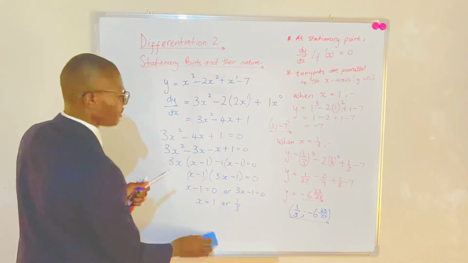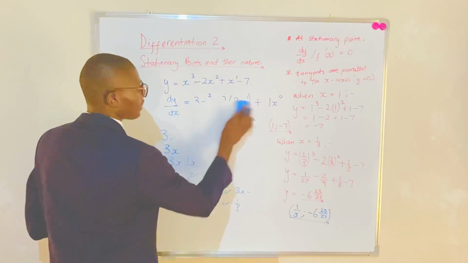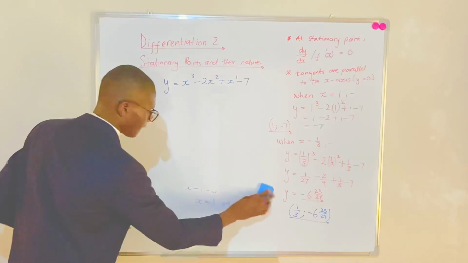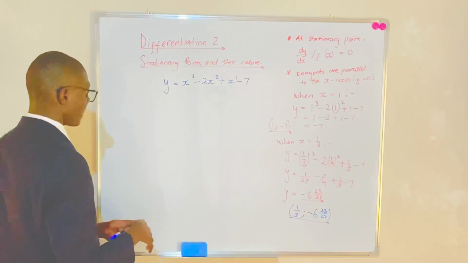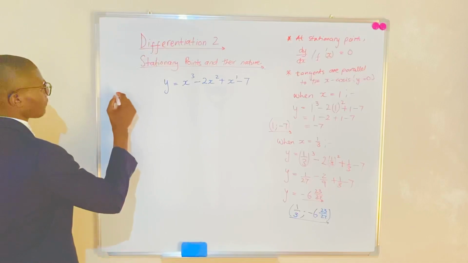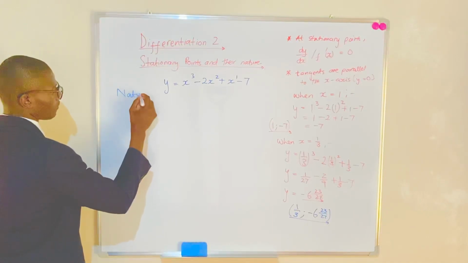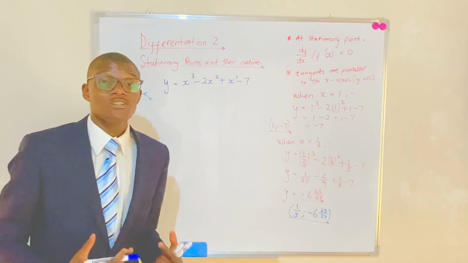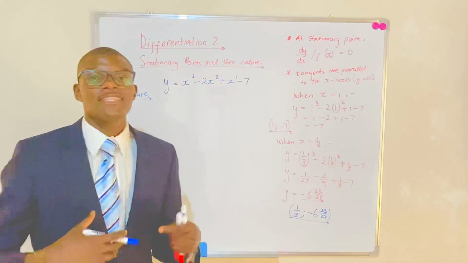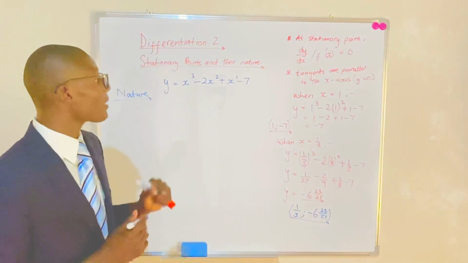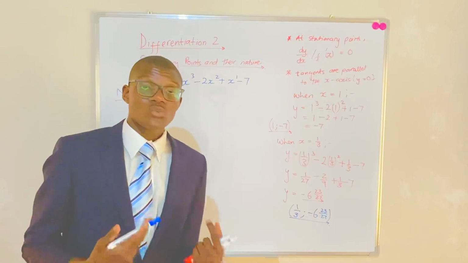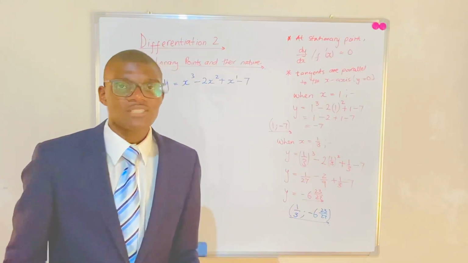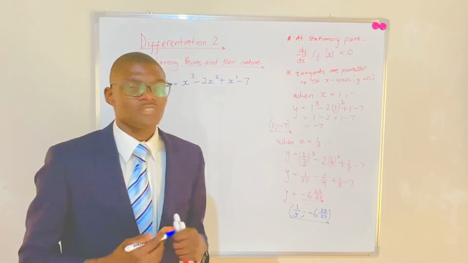So allow me to erase this part. Just write nature here. Okay, so now for the nature of stationary points, we have to use the second derivative. dy by dx is the first derivative. d squared y by dx squared becomes the second derivative. And then for us to get the second derivative, we simply differentiate the first derivative.